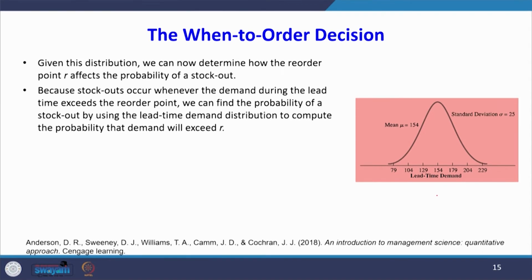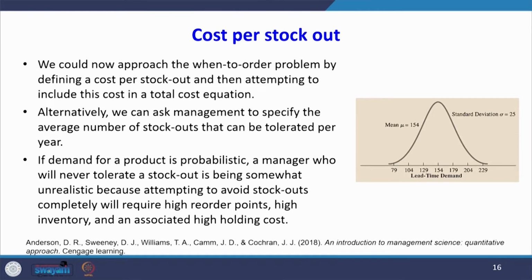So, we have the reorder point demand. What does that mean? The mean is 154 and the standard deviation is 25. Now, by knowing this information, we can find out the probability of stock out, that is, the probability that the demand will exceed R, the reorder point. Now we are going to find out, if there is a stock out, what the cost per stock out is.